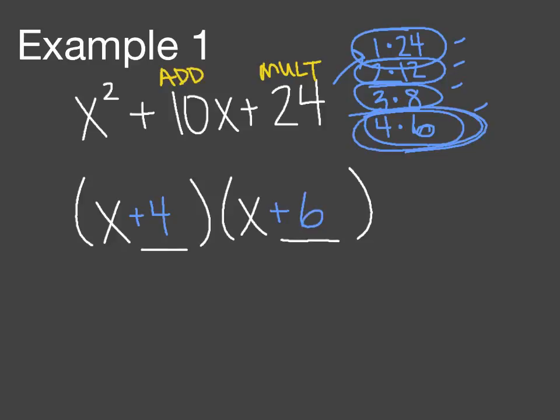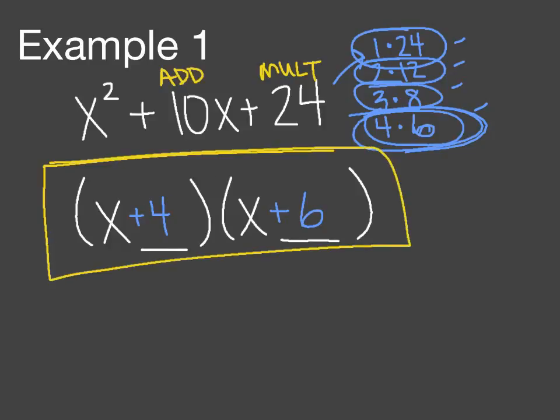Now, before I say I am finished with this problem, I'm going to double check. Does a positive 4 and a positive 6 add up to 10? Yes. Does a positive 4 and a positive 6 multiply to 24? Also, yes, it does. So this would be my final factored answer, x plus 4 times x plus 6.